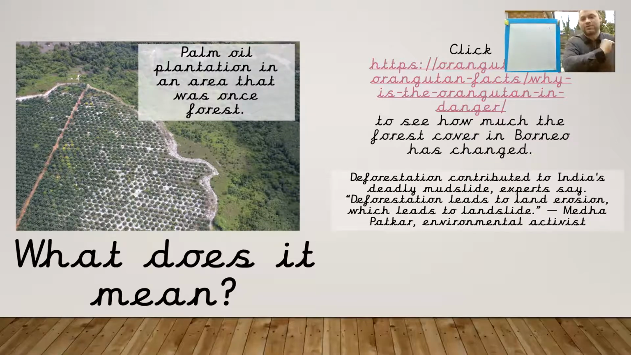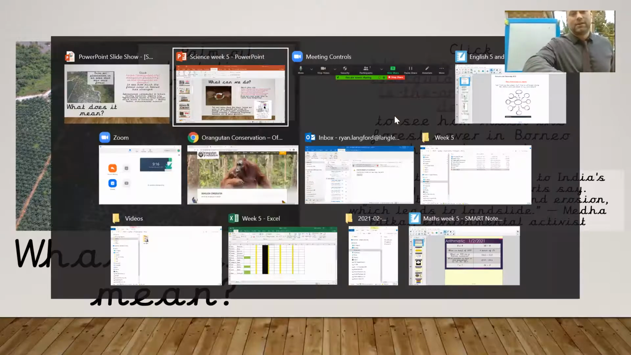Now, deforestation contributed to India's deadly mudslide, experts say, and they said it leads to land erosion, which leads to landslides. And that's environmental activist Medha Patkar who says that. You can click on this link, it will take you to this website.